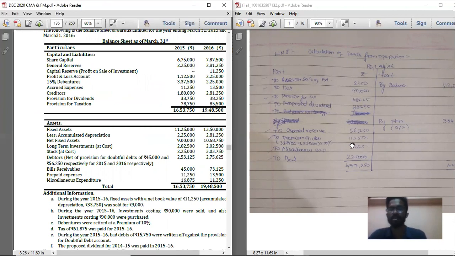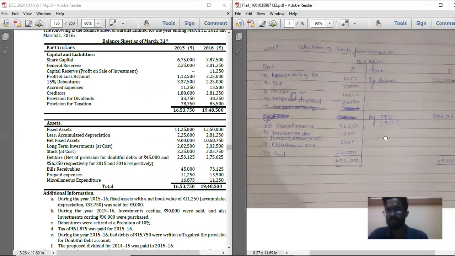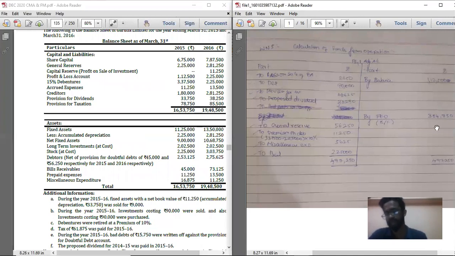Then to premium on debentures you paid 11,250. Then to miscellaneous expenses you have written off something. That remaining written-off amount should be taken to the P&L account adjustment. So 5,625. The balancing figure is nothing but funds from operations, that is 3,84,750. Simple.